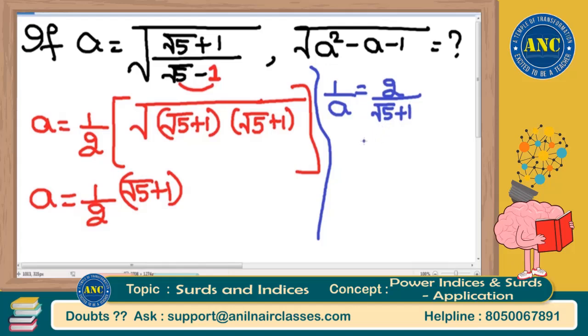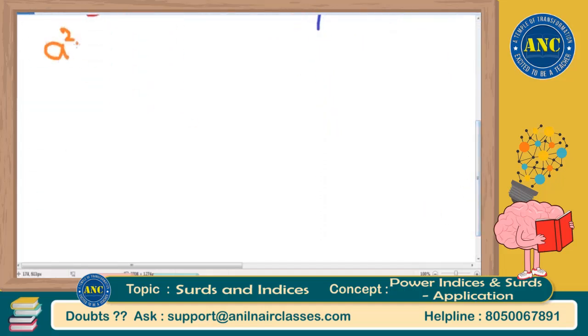Again if I rationalize this, 5 minus 1 is 4. 2 by 4, again I will get 1 by 2, and the rationalized term will be root 5 minus 1. I know a value, I know 1 by a value. Why did I find a and 1 by a? Because, forget about the square root, if I take the expression a square minus a minus 1 and take a common factor, I will be left with a times (a minus 1 minus 1 by a).